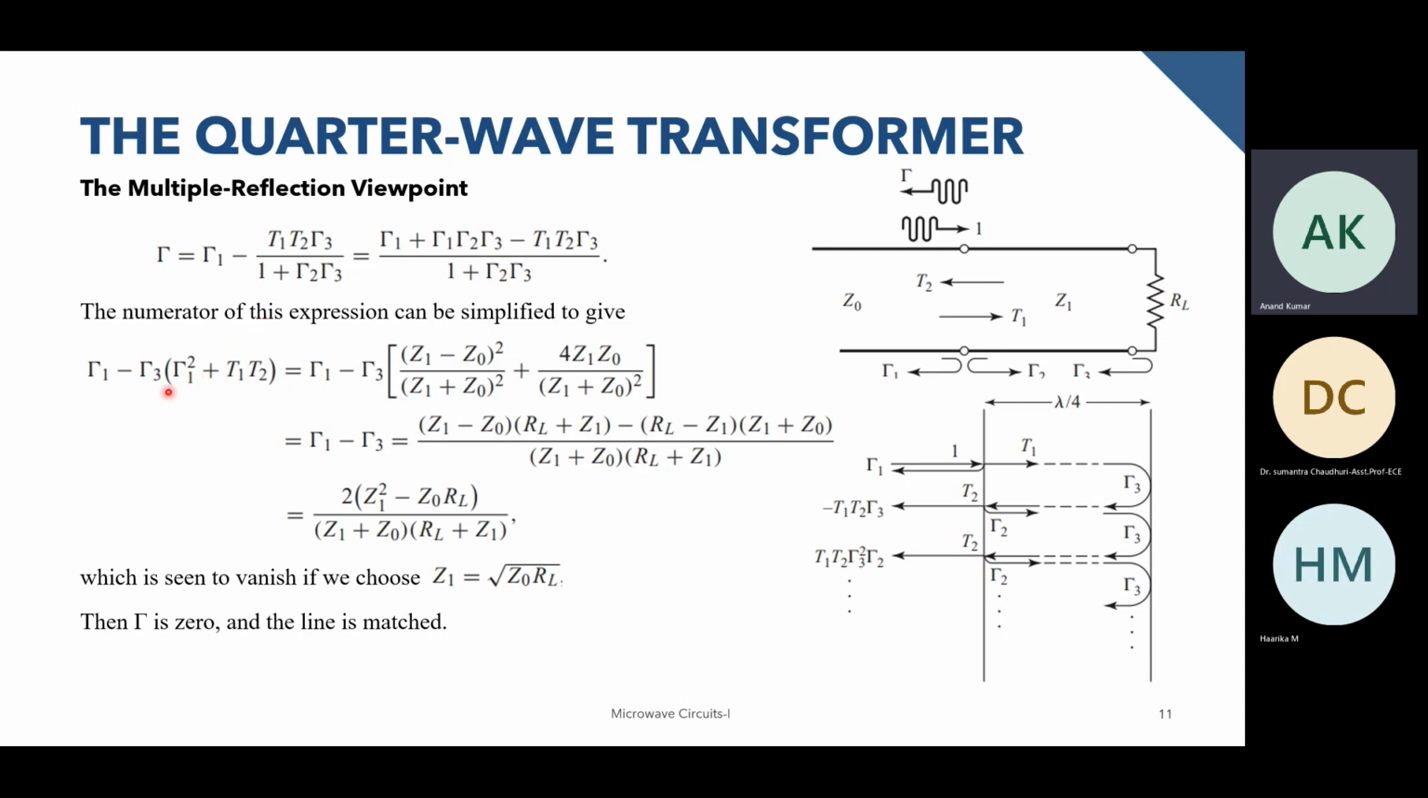Now, this numerator can be evaluated again. We substitute the values of the reflection coefficient and transmission coefficient inside the numerator, and then evaluate it so that we get this particular fraction. To get this numerator 0, this will become 0 for z1 equals root under z naught RL. So this result is the same as the one we achieved in the previous case using the impedance viewpoint. Hence, for this particular impedance value, the reflection coefficient will be 0 and the line will be matched.